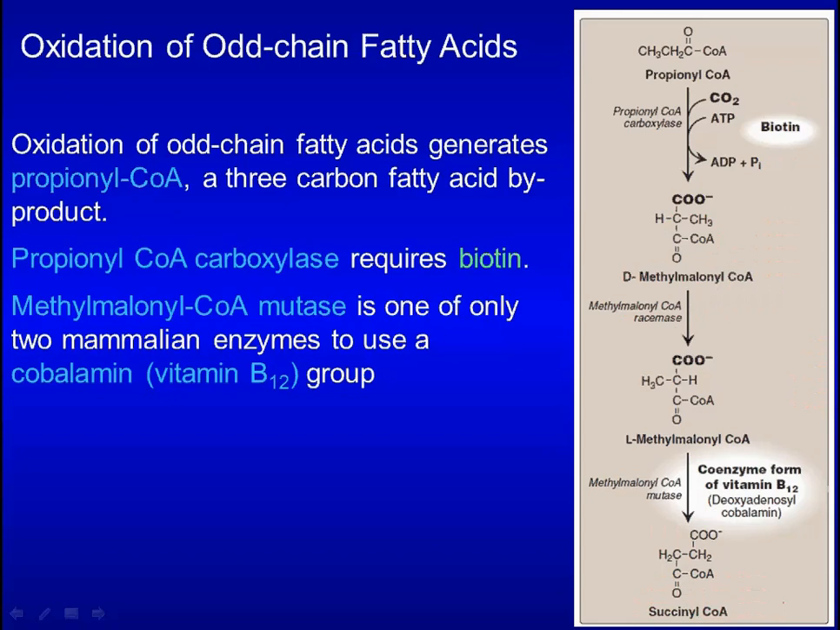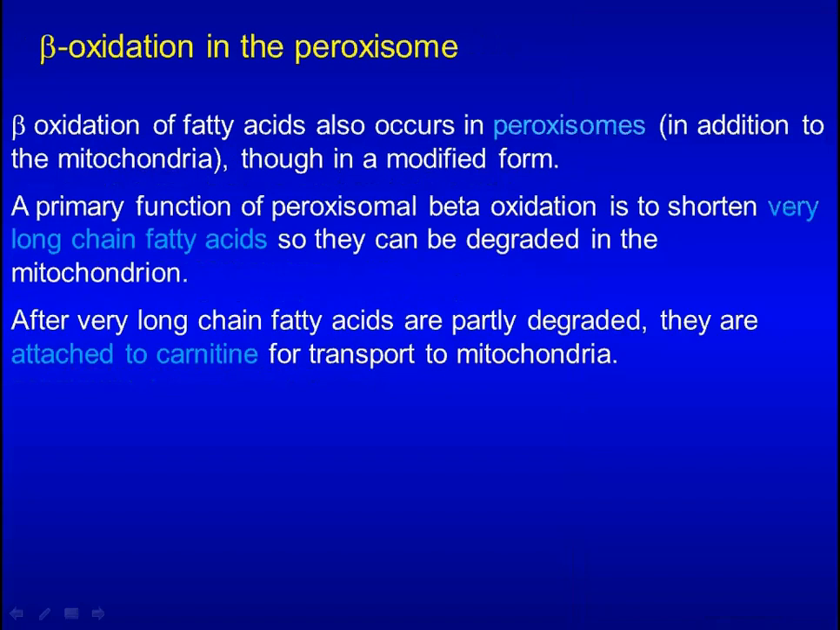Here, one enzyme needs our attention. Methylmalonyl-CoA mutase requires vitamin B12 as a coenzyme. Beta oxidation also occurs in the peroxisome. The primary function of peroxisomal beta oxidation is to shorten very long-chain fatty acids so they can be degraded in the mitochondria.